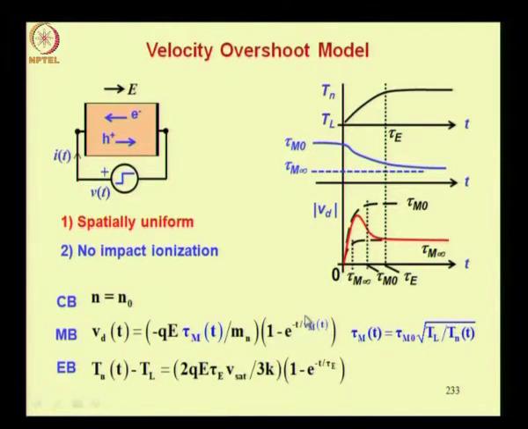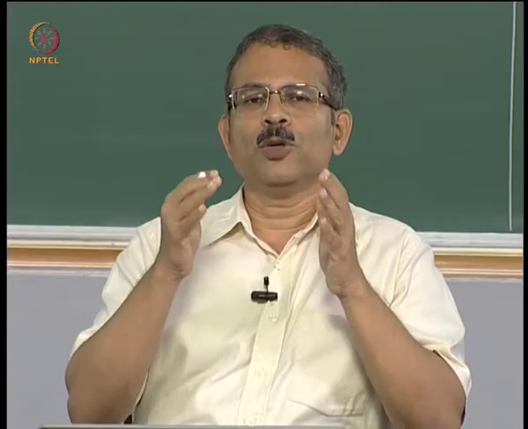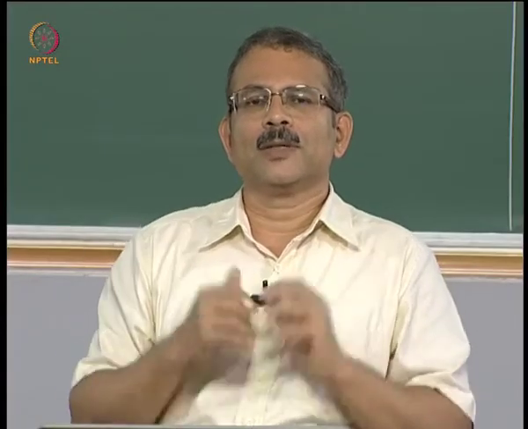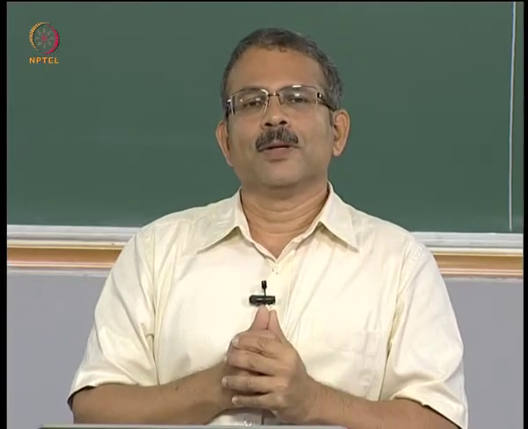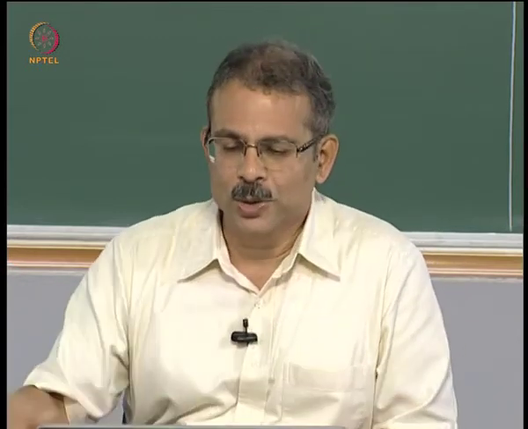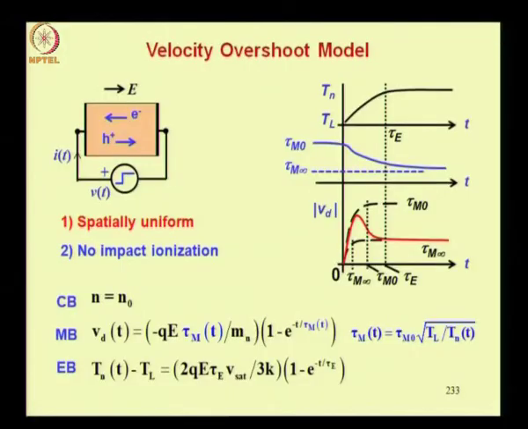Now notice that this is an approximate approach. First we assume tau m to be constant to get exponential solutions, but now we are introducing the time dependent tau m, okay, to get the velocity overshoot. So note that the tau m is a temperature dependent quantity in two places of the solution of the momentum balance equation here, this place as well as this place. Unless you assume the tau m to be time dependent in both places, you will not get the overshoot.